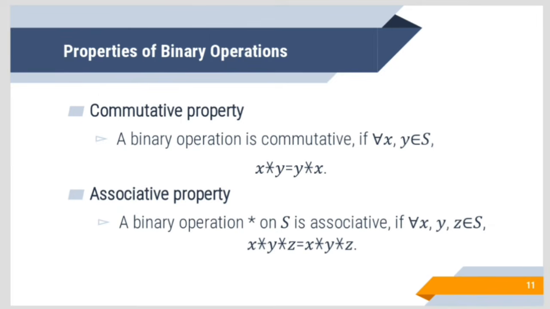Alright, properties of binary operations. Commutative property and associative property. If either one of these is not satisfied, then the operation is not binary.